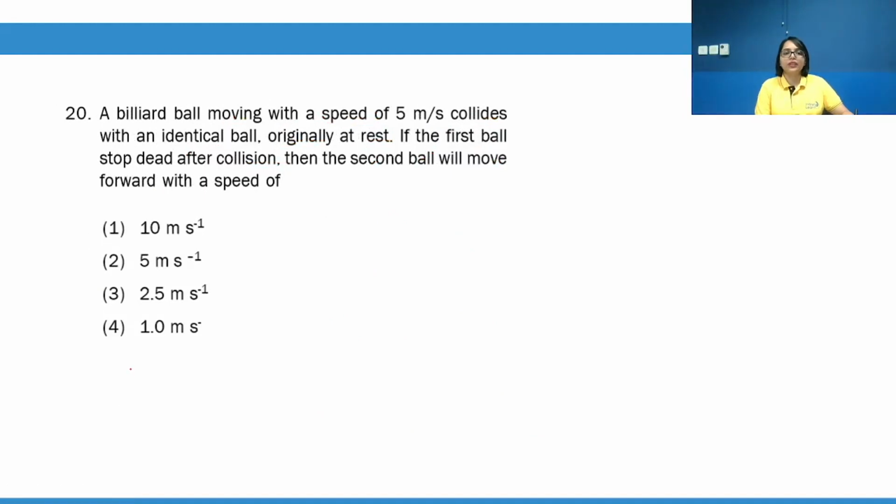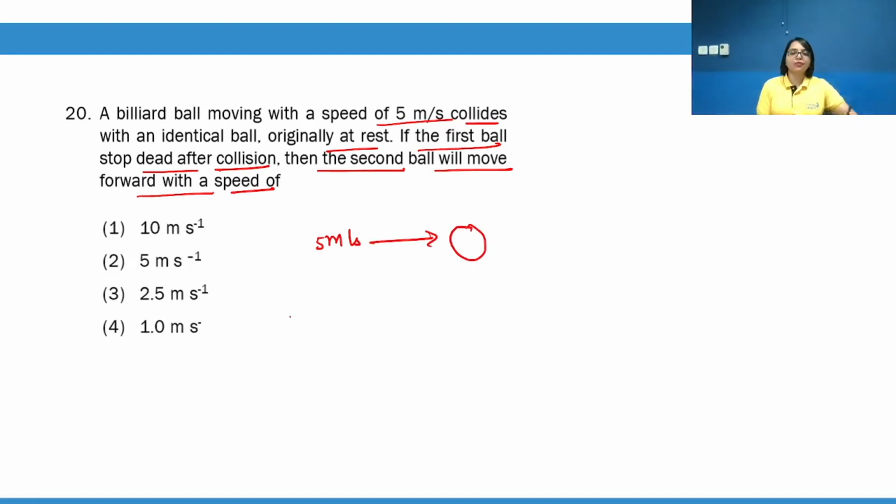Next is question number 20. A billiard ball moving with velocity 5 meter per second collides with the identical ball originally at rest. If the first ball stopped dead after collision, then the second ball will move forward with the speed of? So basically, identical balls are colliding with each other, right? In the case of elastic collision, both the balls will exchange their velocities, right? So 5 meter per second will be given to the second ball and 0 meter per second will be given to the first ball. So second ball will move with a velocity of 5 meter per second, which is option 2.